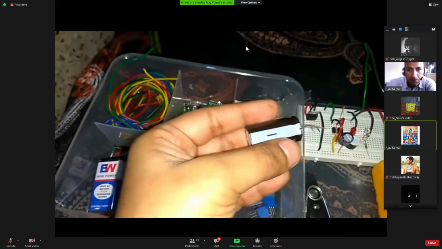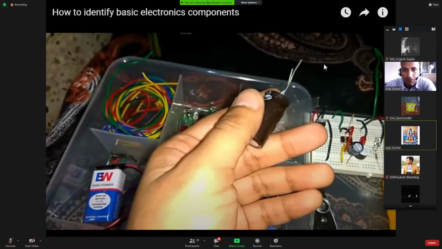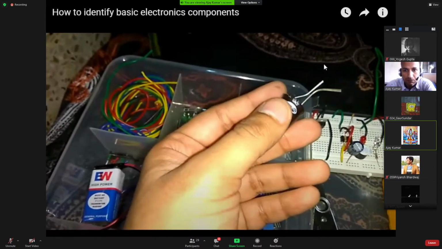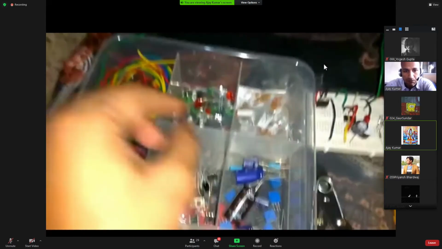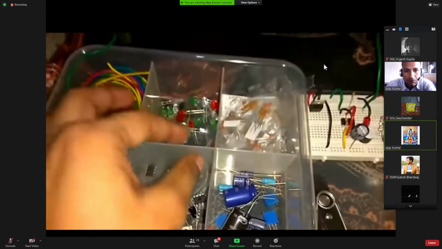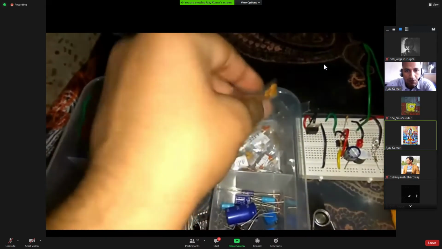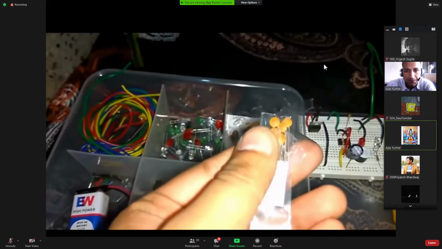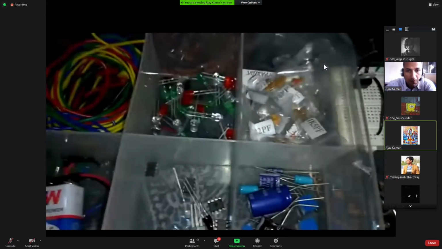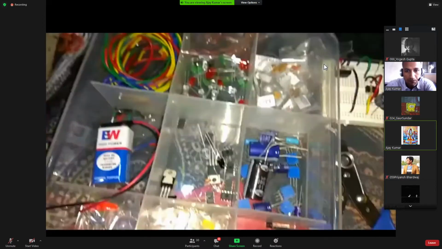So the negative sign represents that this leg is negative and the opposite leg is positive. These are some electrolytic capacitors. Move toward the next type, ceramic capacitor. This one is a ceramic capacitor. It doesn't have polarity. These are ceramic capacitors.